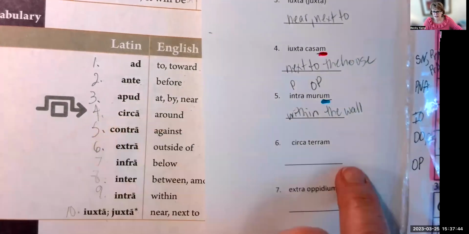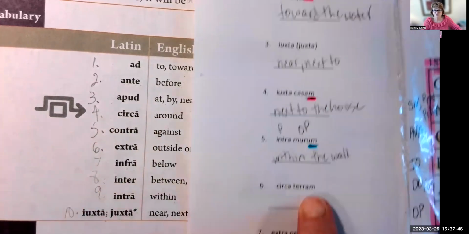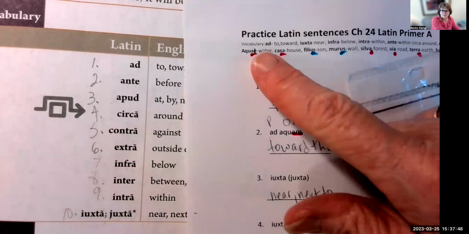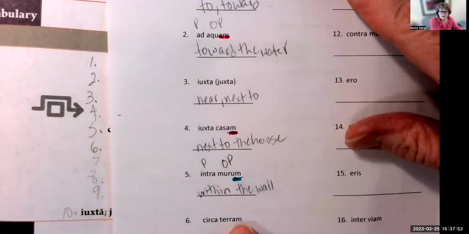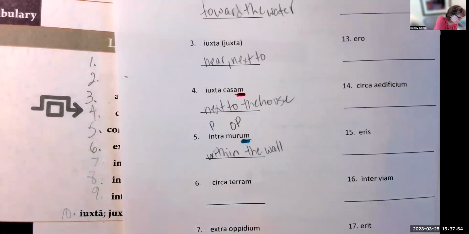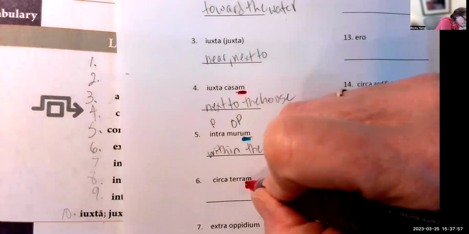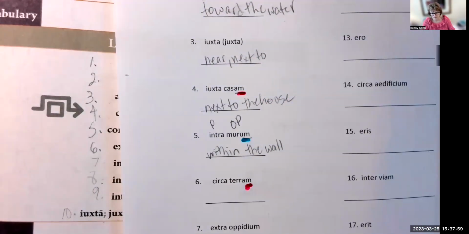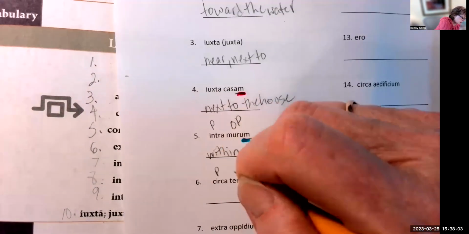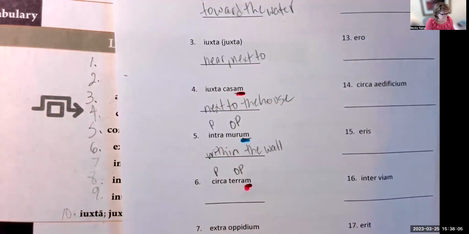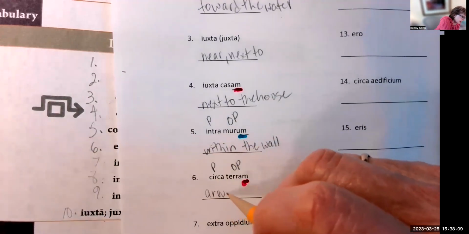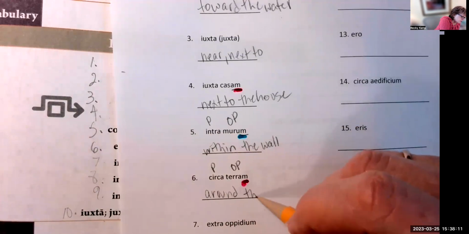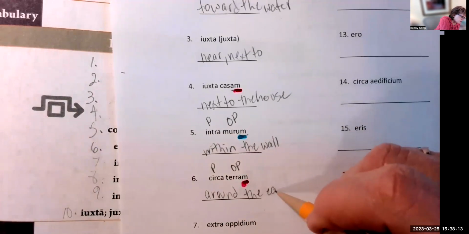All right, I need an ending. What color am I going to put on the end of terram? Tell me. Terram, what happened to you? Terram. It's a pink. It's a pink. Okay, we'll put a pink. There you go. All righty. So I'm going to label it preposition, object of the preposition. And circa means around. And this means the earth, around the earth.